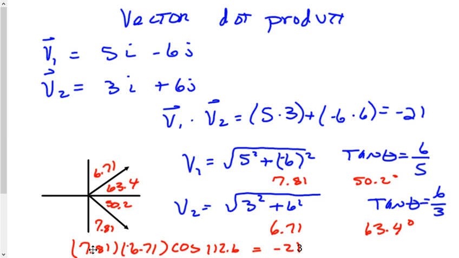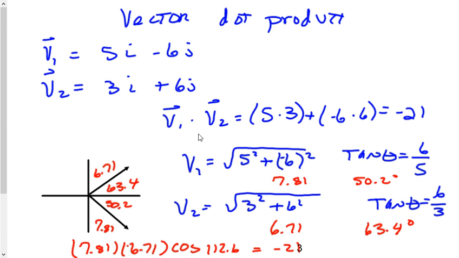So now I'm going to take the magnitude of vector 1 times the magnitude of vector 2, and multiply by the cosine of the angle between the two of them. And we see that we get a negative 21, just like we did before.